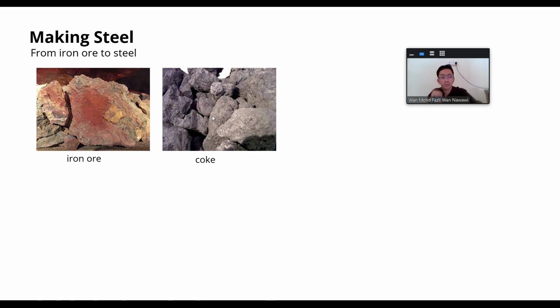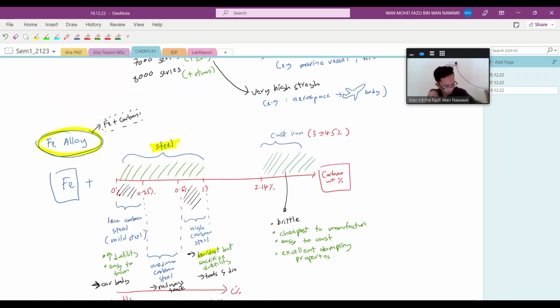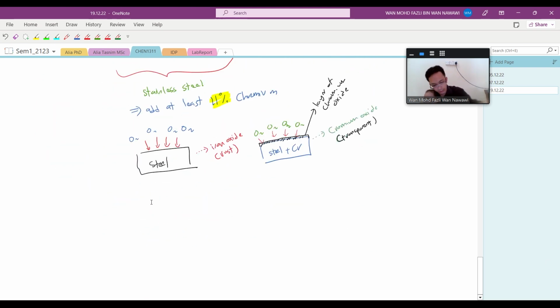Basically what they want to do is melt this thing to get the iron. They want to melt the iron. They call this smelting. Smelting is basically the process of heating metal ore.